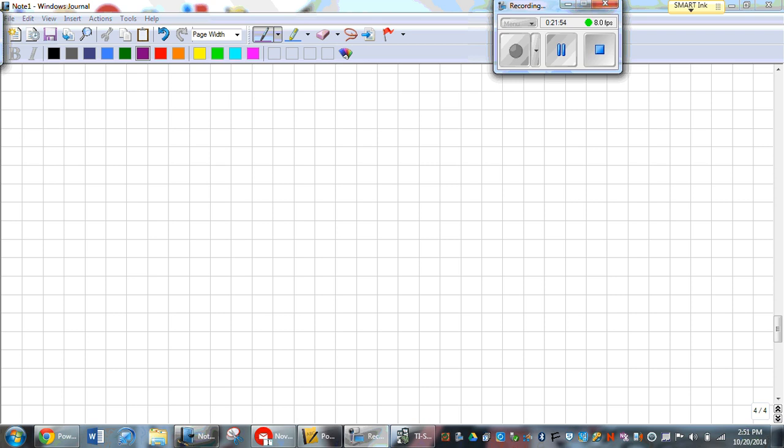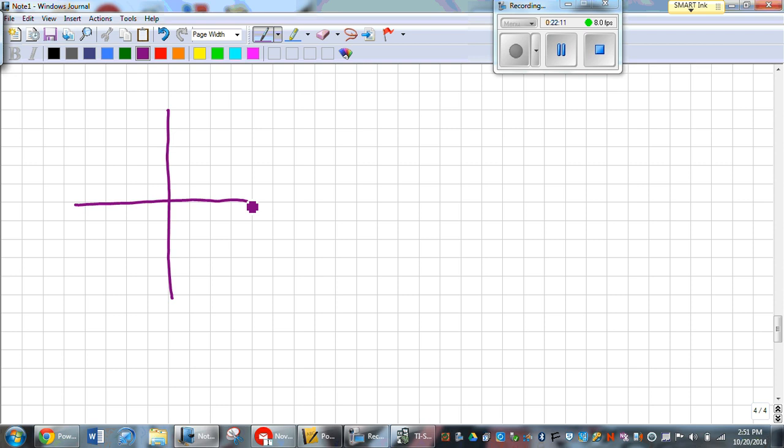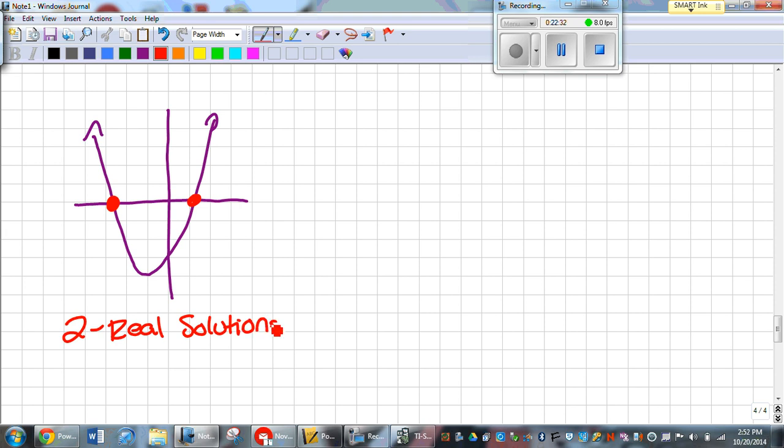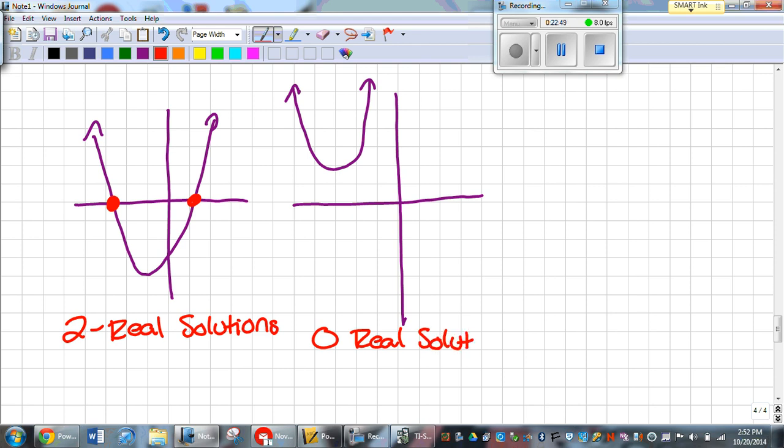So finally, we're going to talk about how to realize how many solutions you're going to have, if you are going to have x-intercepts or if you're not going to have x-intercepts. There are actually 3 different possibilities that you can run into. You could have a normal parabola that has 2 x-intercepts. It hits the x-axis at 2 different spots, so we call them 2 real solutions. Or, like we just talked about above, you might have a parabola that doesn't hit the x-axis at all. So you would have 0 real solutions. If you have 0 real solutions, that means both of your solutions are going to be imaginary.